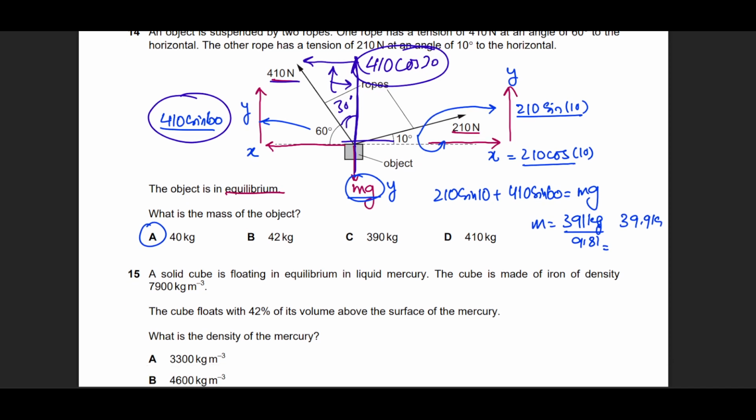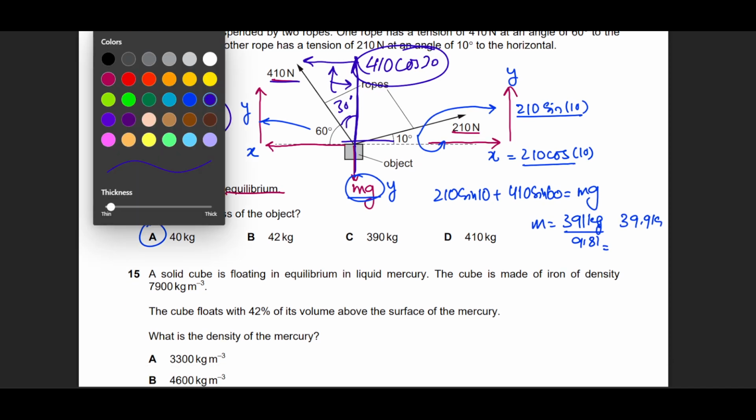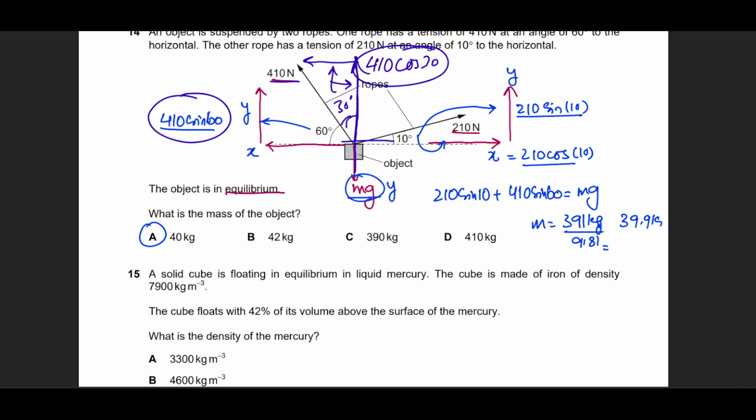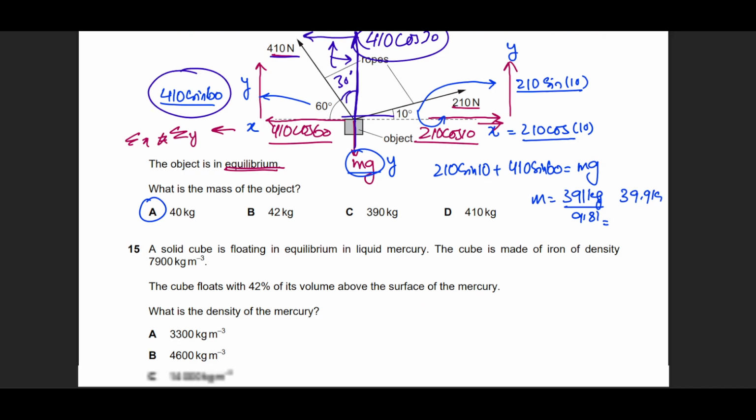One other thing to test, to further solidify the concept, would be to check that 410 cos of 60 and 210 cos of 10 will be equal. The left axis and the right axis of the x will be equal. That's why the object is in equilibrium, which means along the x-axis and along the y-axis, everything is balanced, right?